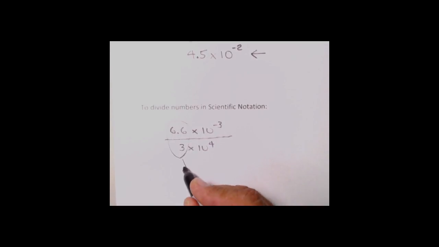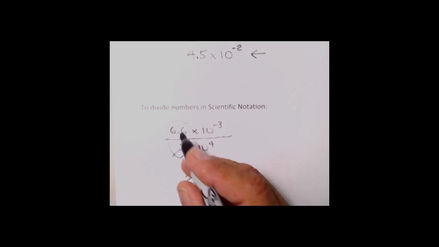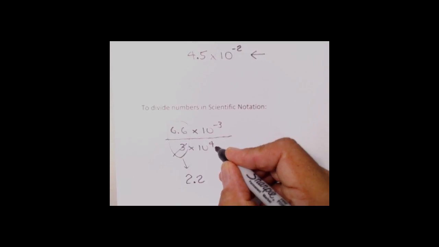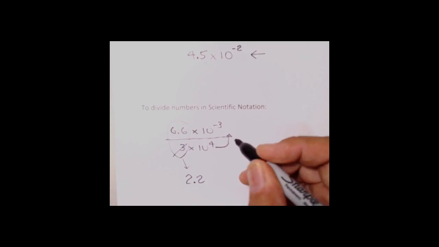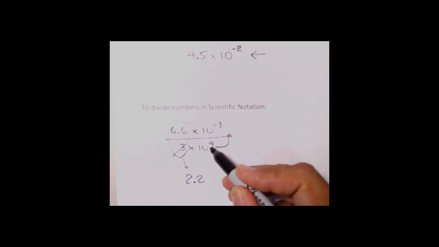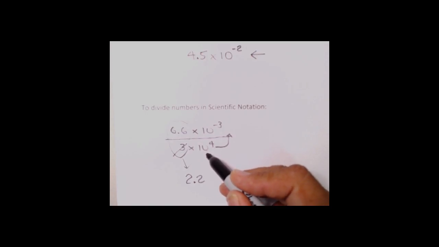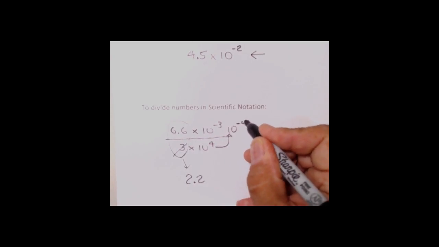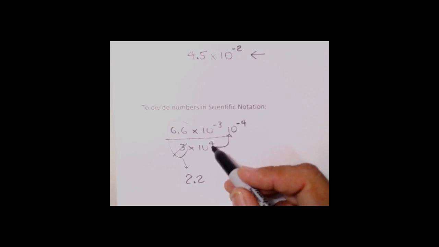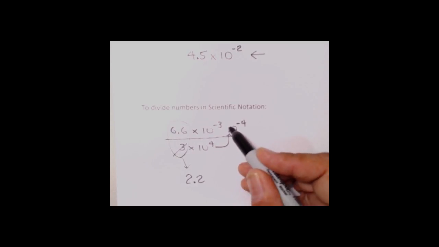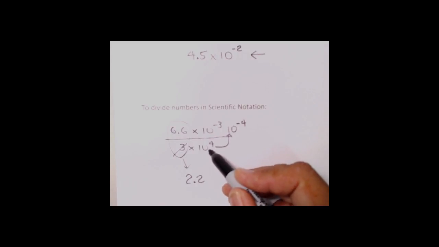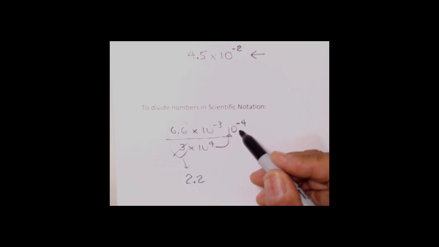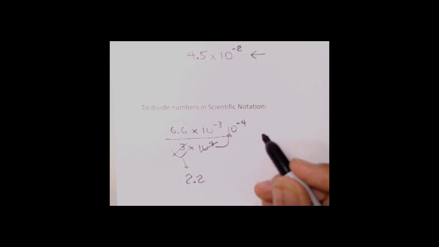6.6 divided by 3 gives me 2.2, and that gets rid of the 3. I divided it in upstairs. And then simply take the power of 10 here and jump it upstairs. Whatever it is, positive or negative, we don't want it downstairs. We've got to get rid of it from there. So it goes up as 10 to the negative 4. Remember, the exponent changes sign when we jump it across the fraction bar. So 10 to the positive 4 down here becomes 10 to the negative 4 upstairs. So we've removed this.